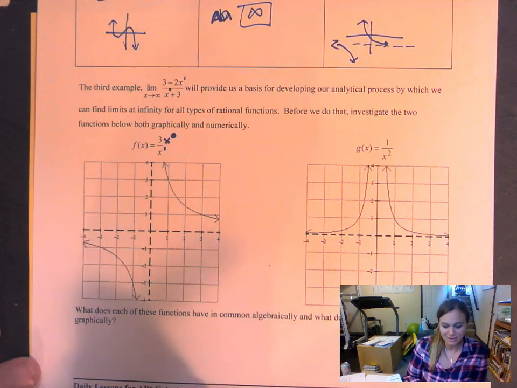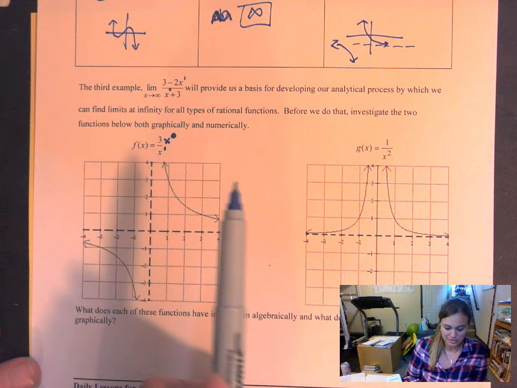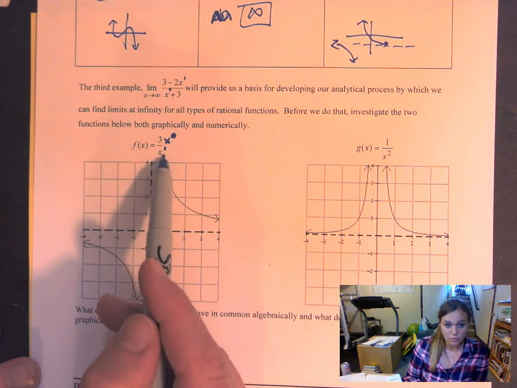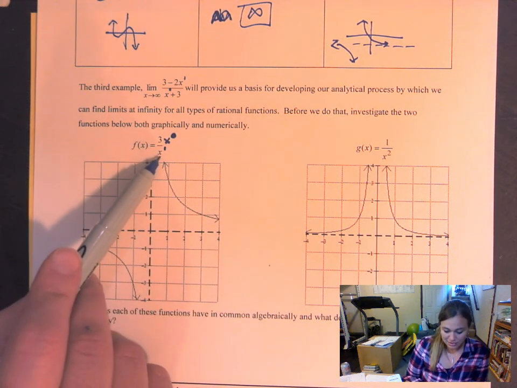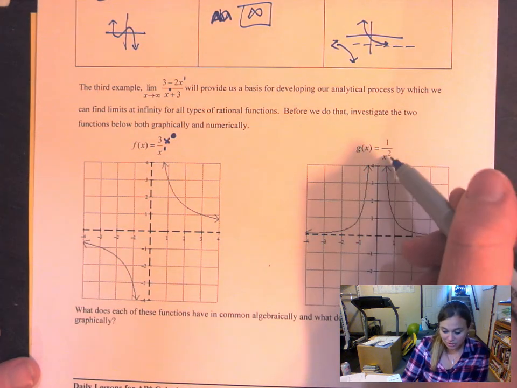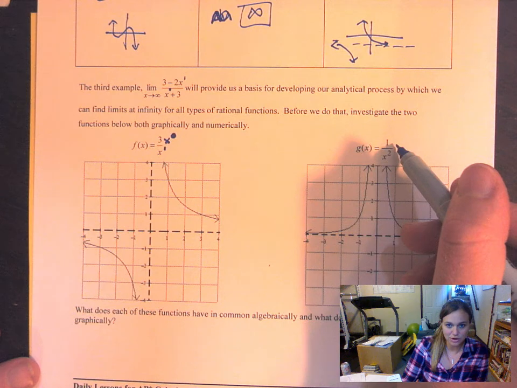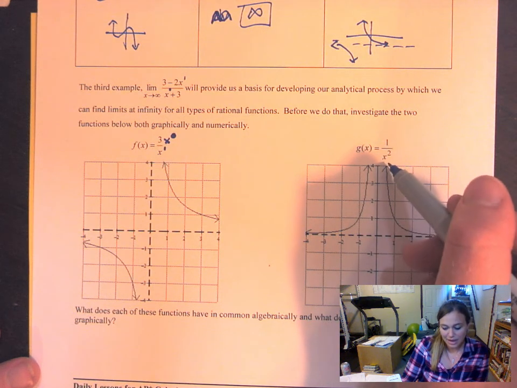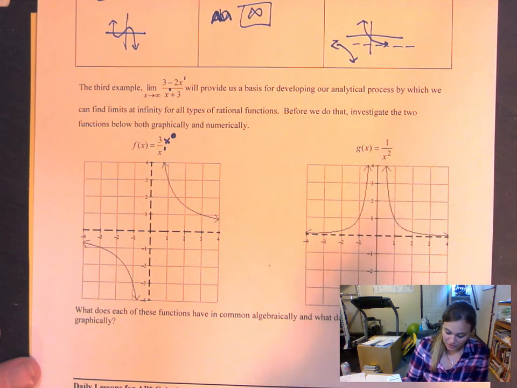We just never write it because that'd be silly to write x to the 0 when it really just means 1. And the denominator, the degree is 1. This degree in the denominator is higher than the degree in the numerator. Same thing over here. The degree in the numerator technically is 0 because it would be x to the 0 power. X squared is higher.